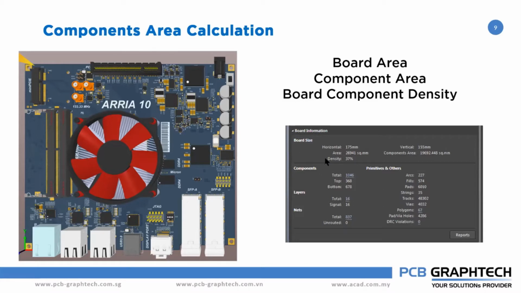Then you can also see the total area occupied by the components. The components can be in the top layer or in the bottom layer, so it calculates all the area of the components. Then the total area, considering the outline of the whole board, is the total area of the board, which you can see here.